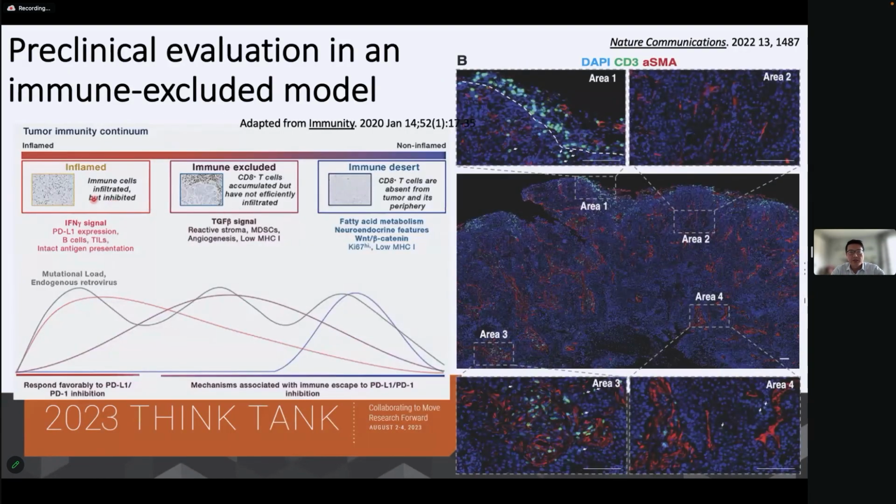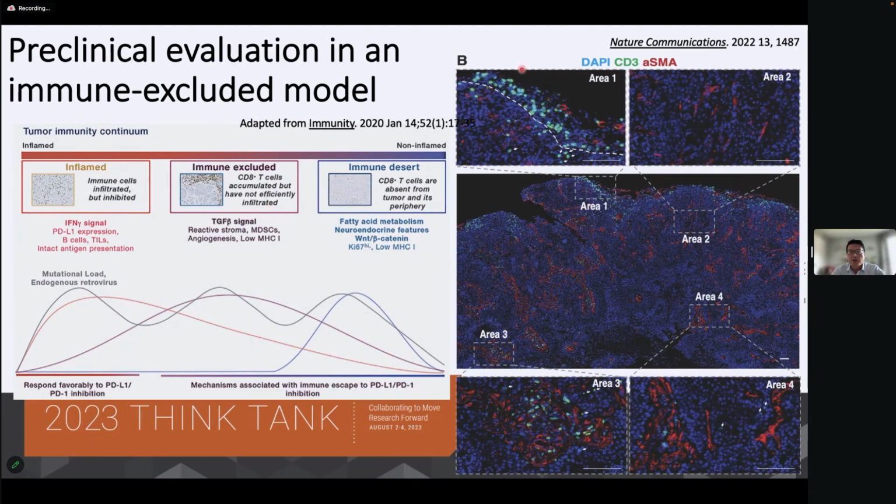So to this audience, you want to see this in a more preclinical setting that mimics the clinical setting, right? I don't need to convince you that tumors can be inflamed, immune excluded, or cold. However, the current models in the field, such as MB49, are mostly inflamed tumors that are more favorable to immune checkpoint blockade therapy. And more than 50% of patients are immune excluded.